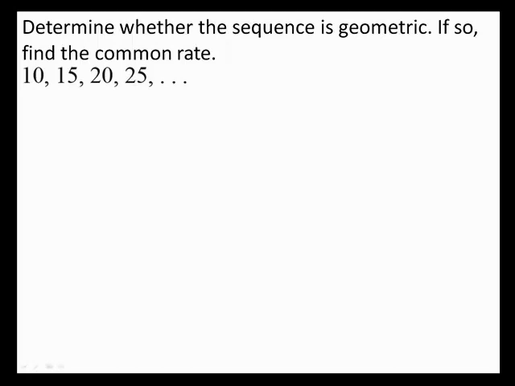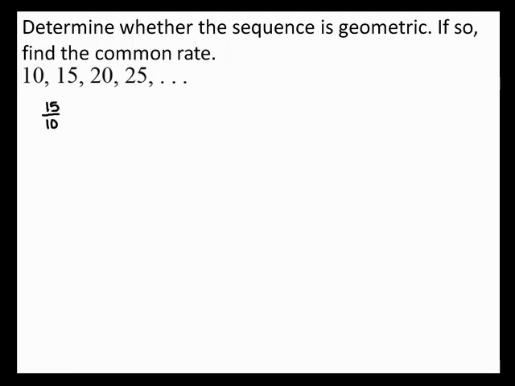Determine whether the sequence is geometric. If so, find the common rate. 10, 15, 20, 25. To find the rate, divide 15 by 10, 20 by 15, and 25 by 20.